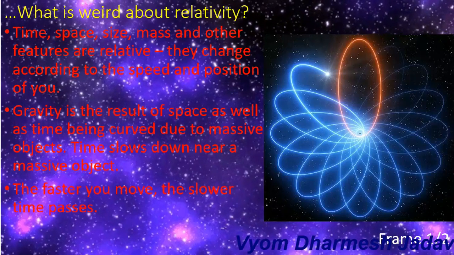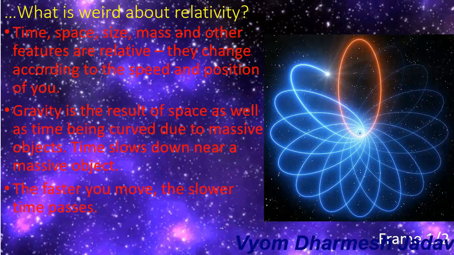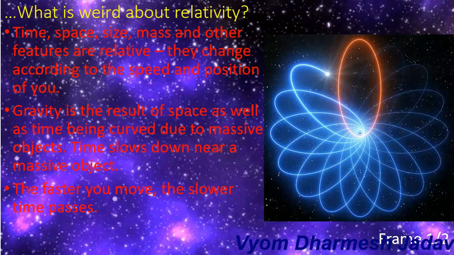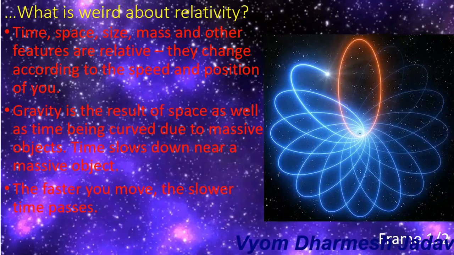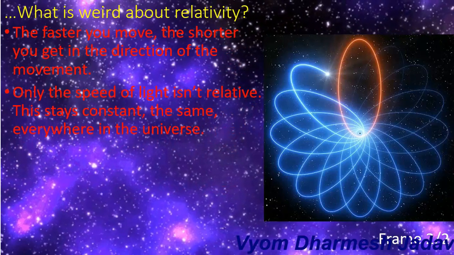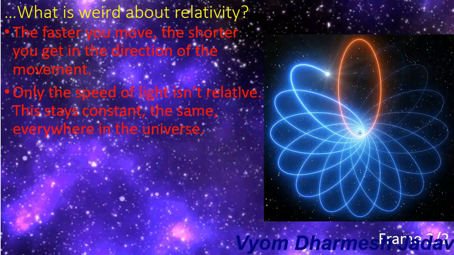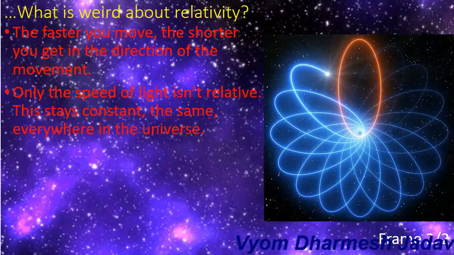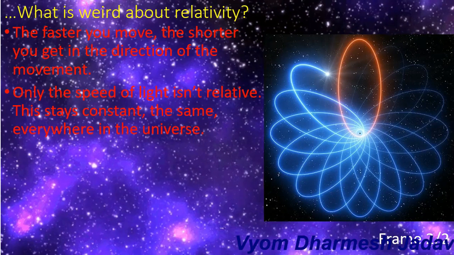Just like if you would enter a black hole, it might be 24 hours for you, but it might be 5 billion years for everyone else. The faster you move, the shorter you get in the direction of the movement. Only the speed of light is not relative. This stays constant, meaning the same everywhere in the universe.